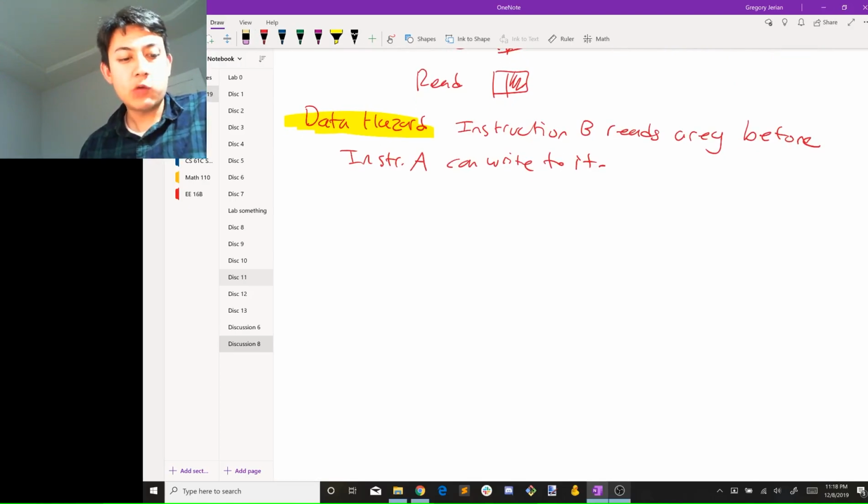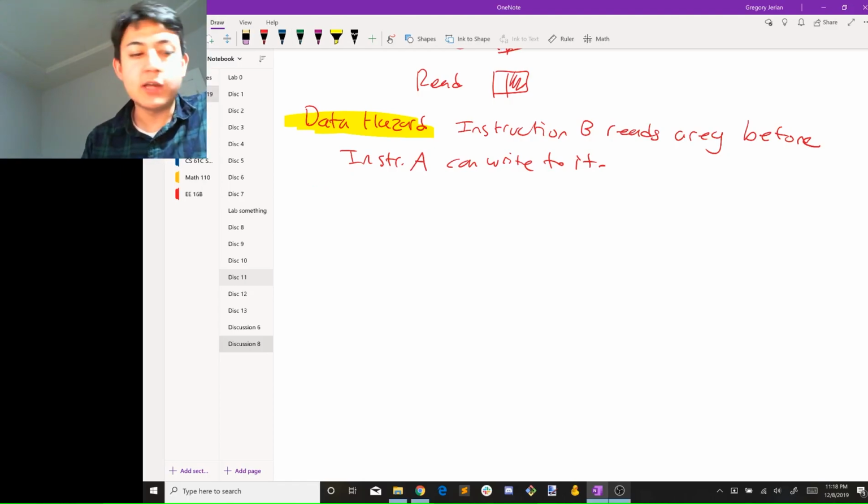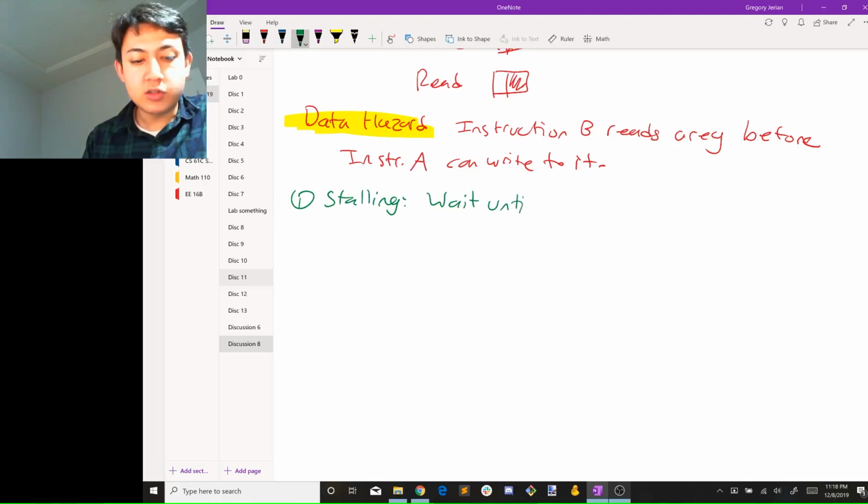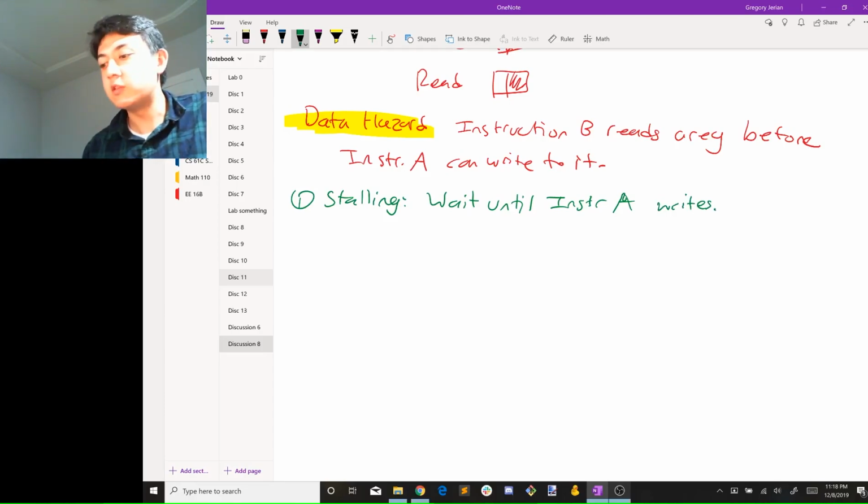So how do we fix this? Well, we have two really clever ways to fix this. The first, maybe not even that clever, it's actually kind of stupid. The first is called stalling. And stalling just says, just wait until instruction A writes. Okay, well, this fixes everything, because instruction B says, oh, I don't have the right data yet, let me just wait until it shows up. And it works, but it's super slow, so it's kind of stupid.